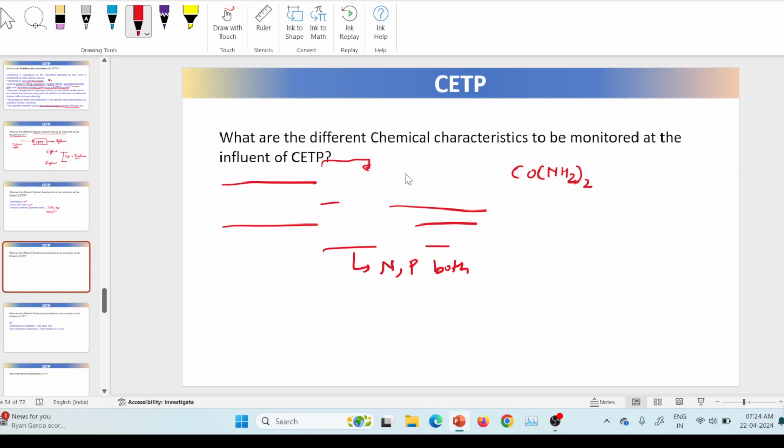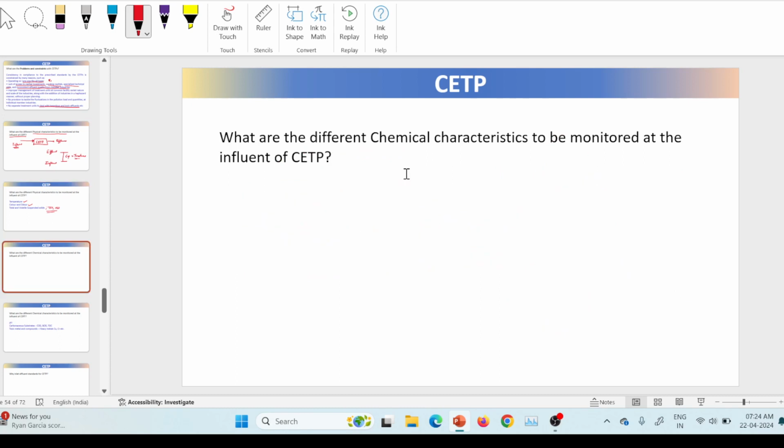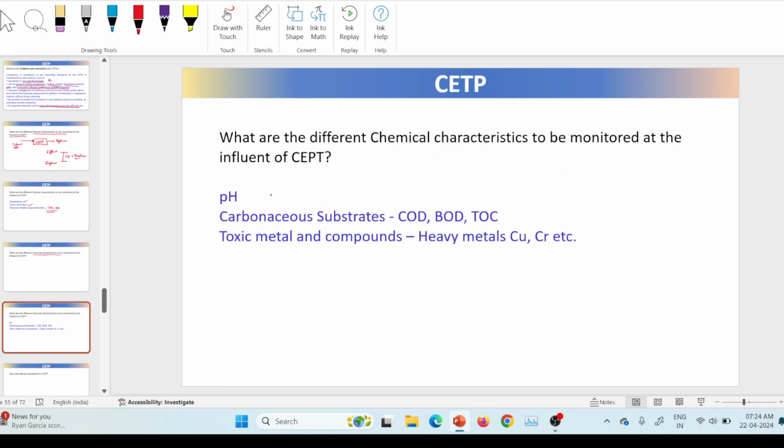What are the different chemical characteristics to be monitored at the influent of CETP? So now we are talking about chemical characteristics to be monitored. These are pH, carbonaceous substrates such as COD, BOD, TOC, and toxic metals and compounds like heavy metals, say copper and chromium. So these need to be monitored.